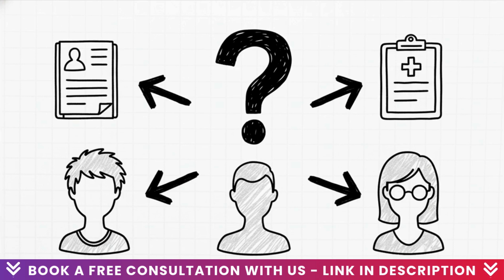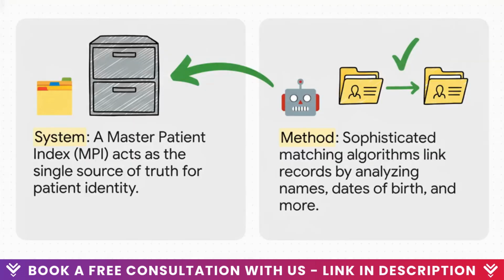Seriously, how do you know for sure that John Smith from a lab report is the exact same person as Jonathan A. Smith from a hospital record? Getting this wrong is just not an option. So how do you solve that puzzle?